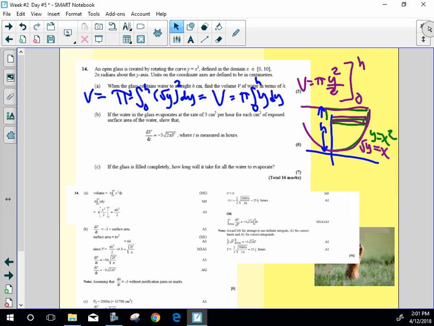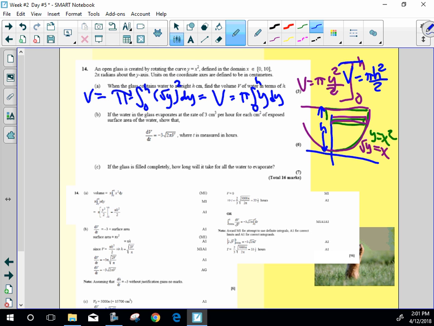So then this is going to be equal to pi h squared over 2 minus 0. So this is just going to be my volume, isn't it? Pi h squared over 2. So the volume in terms of h is going to be pi h squared over 2. This was the hard part.